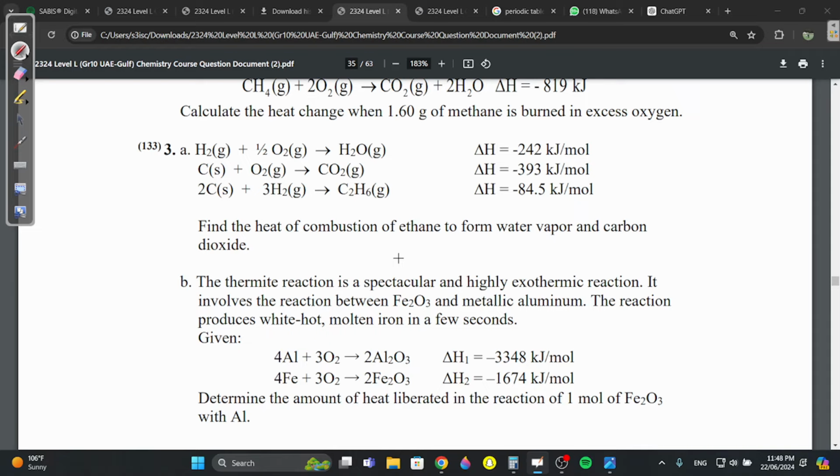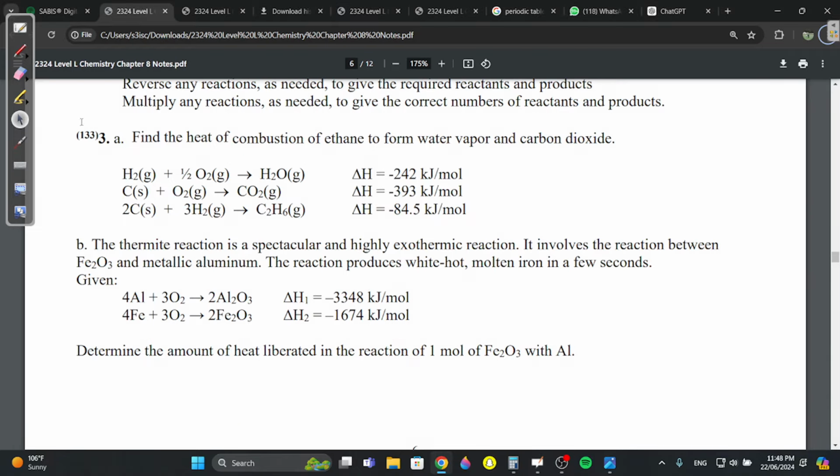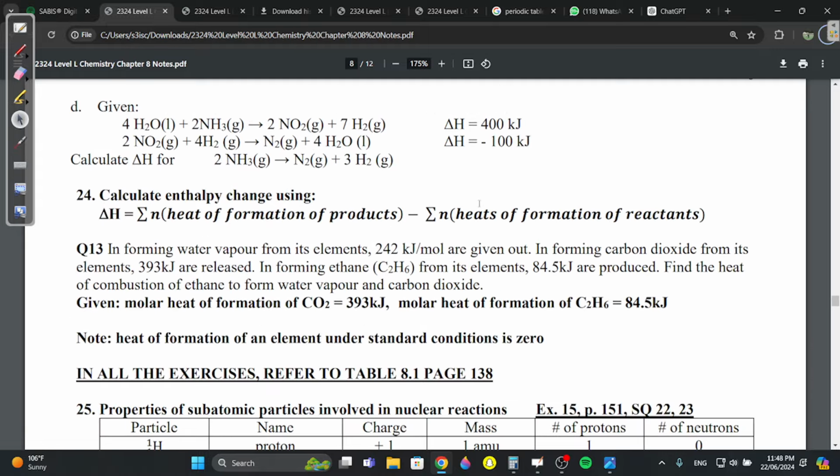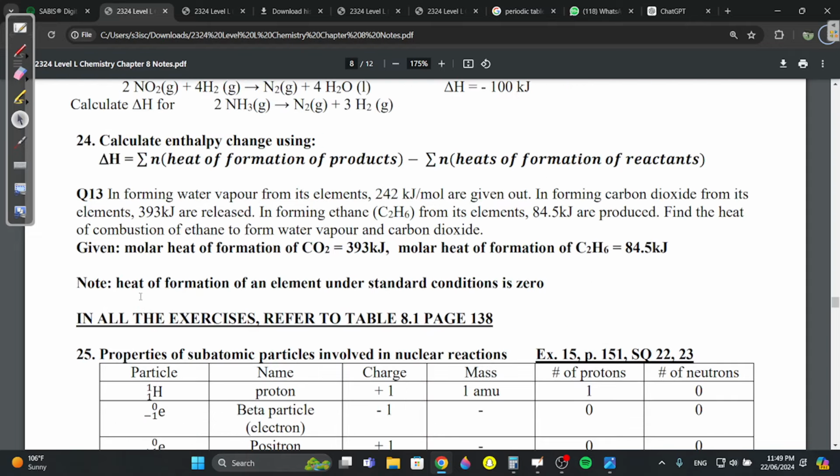I think we did this. Hold up. Yeah, we did this over here. Question 3. Yeah, I'll skip that. Okay. Note. Okay, heat of formation under.